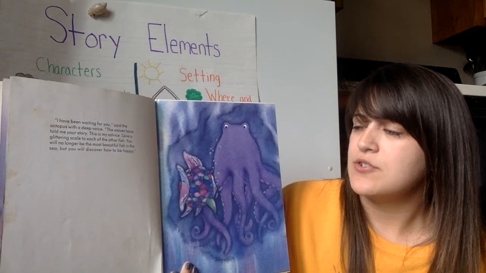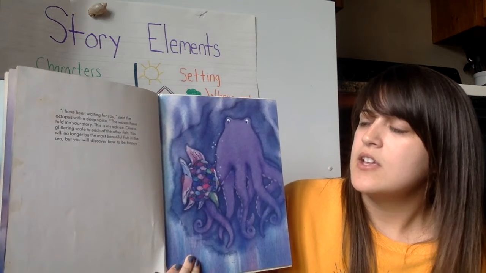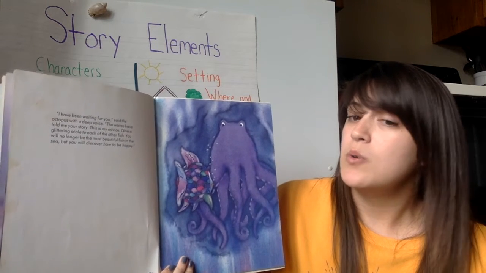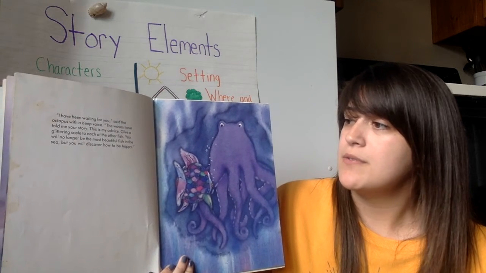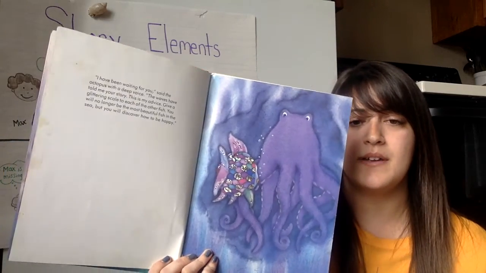"The waves have told me your story. This is my advice. Give a glittering scale to each of the other fish. You will no longer be the most beautiful fish in the sea, but you will discover how to be happy."